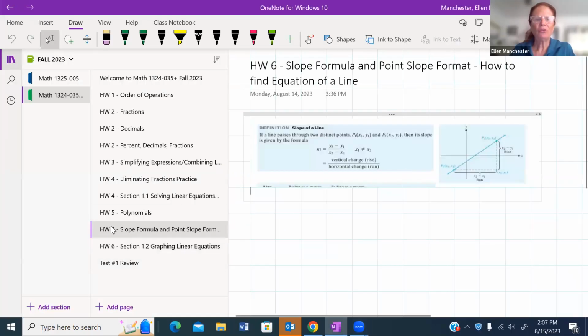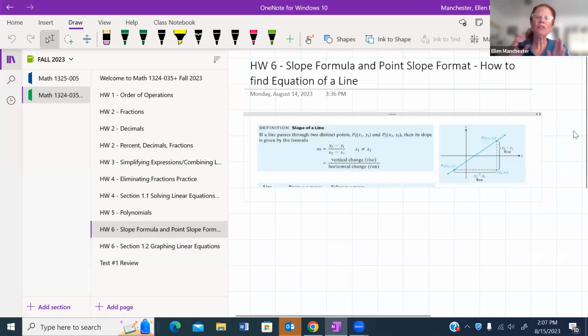So you can see I have homework 6, two different sections. I'm going to do this in 2 videos because I wanted to break it up, just in case maybe you already understand the slope formula and the point-slope format and how to find the equation of a line. If you want to get to the actual graphing part, then you can skip to the next lesson. But it also is better if the videos are a little bit shorter. So that's why I'm splitting them up into 2 different ones.